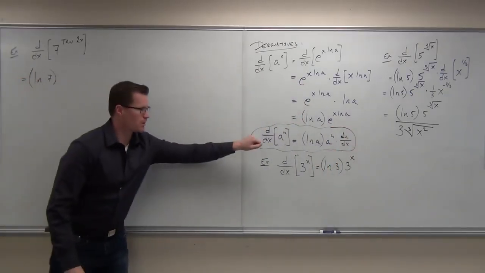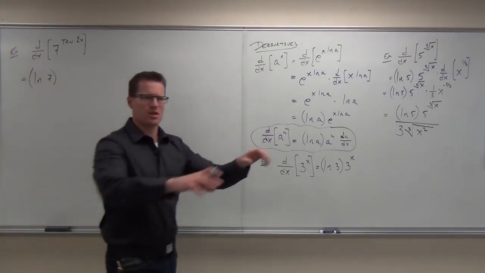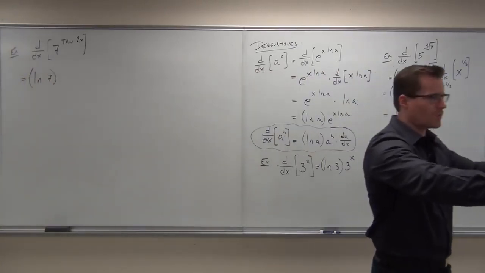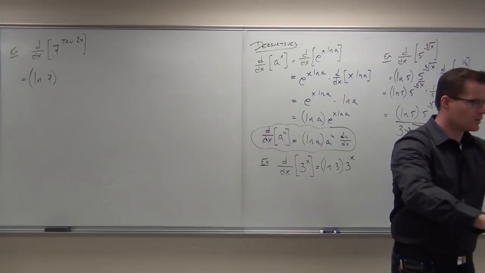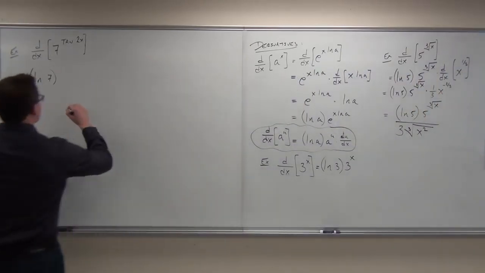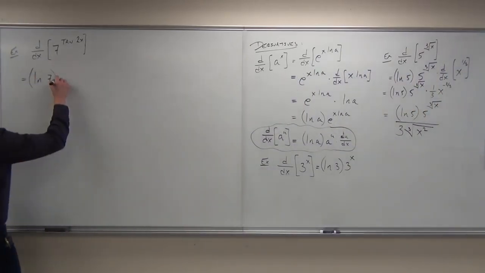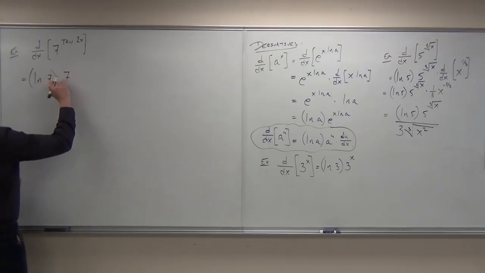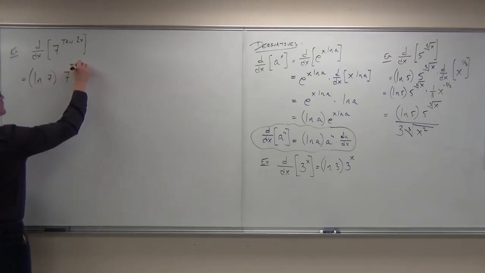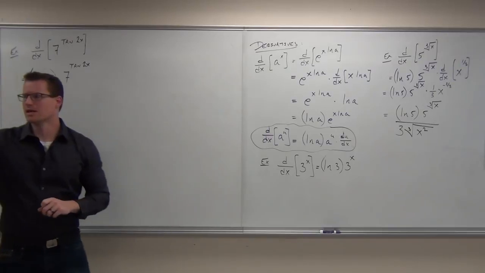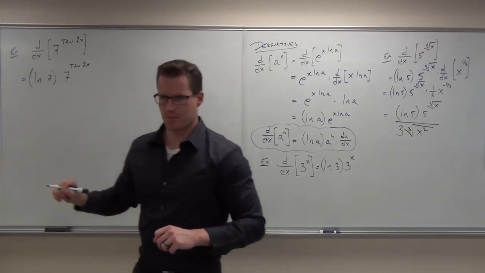So we have our ln 7. We have ln of our base. What's the next thing? Just people on the left over here, what's the next thing that we're going to do? Okay. So we leave that alone. We just put it right here. That's nice. Right side people, are we done? What needs to happen here?